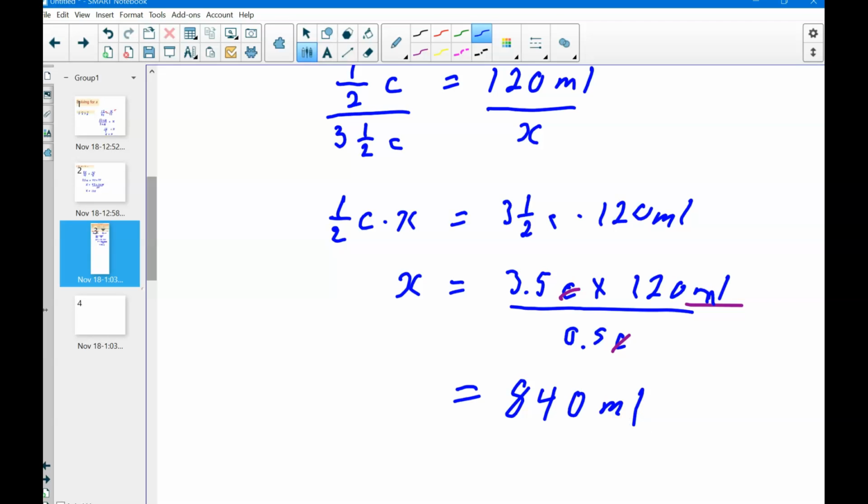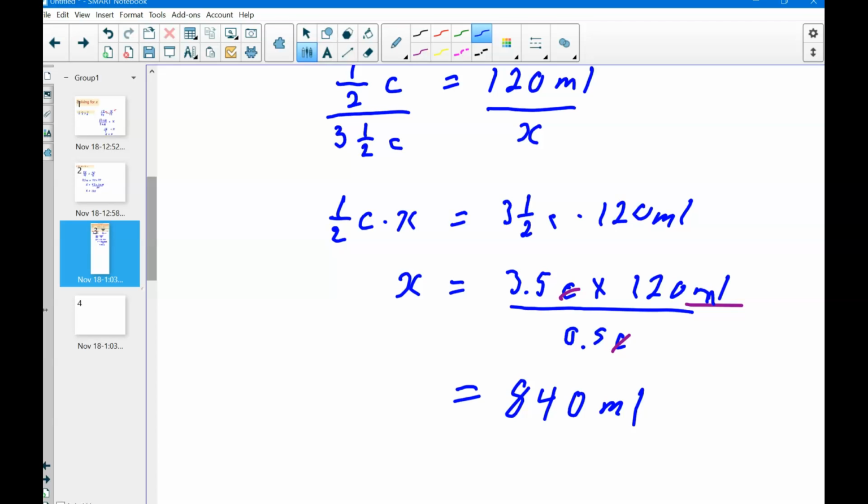Now ask yourself, does that answer make sense? Well, if 1/2 cup is 120, 2 cups would be 240. So 3 cups would be 3 times that. So yeah, it kind of makes sense. If we get a number smaller than 120, we'd be in trouble. So the number should make sense.